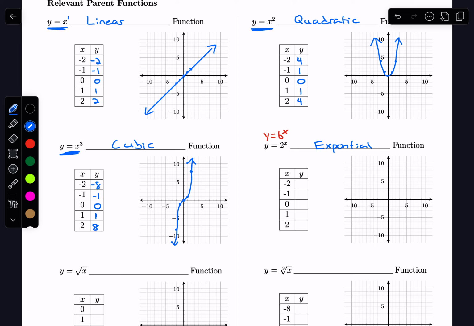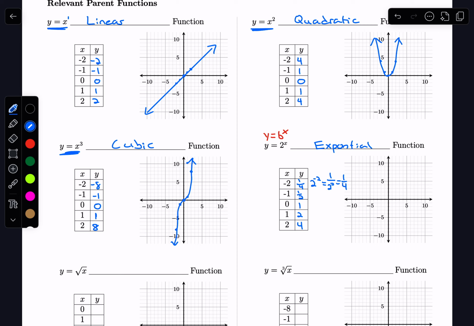So 2 to the power negative 2, I'm going to write this one out real quick. 2 to the power negative 2 is 1 over 2 to the positive 2, which is 1/4. So 2 to the negative 2 is 1/4. When we plug in negative 1 as the exponent, we're going to get 1/2. 2 to the power 0 is just 1. 2 to the power 1 is 2, and 2 to the power 2 is 4.